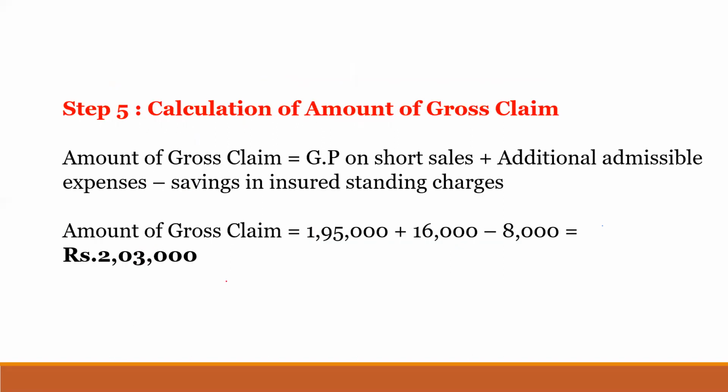Now, this is the step where we calculate the amount of gross claim. Okay, so the amount of gross claim is equal to gross profit on short sales plus additional admissible expenses minus savings in insured standing charges. So gross profit on short sales we have calculated. Additional admissible expenses is given in the question. Savings in insured standing charges is also given directly in the question, which is 8,000. So we have the gross claim as 2,03,000.